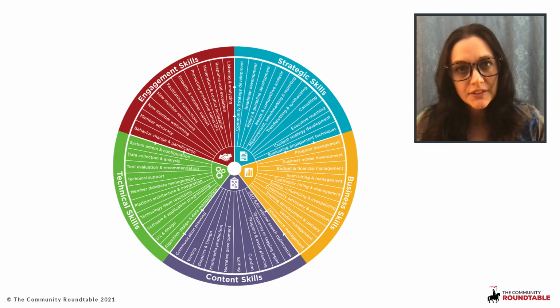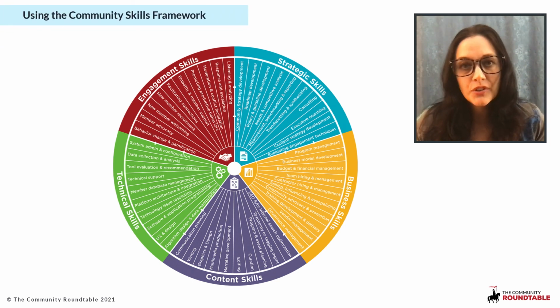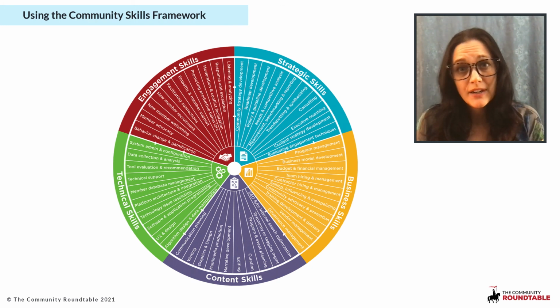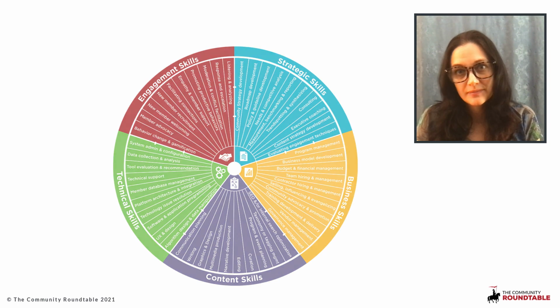The Community Skills Framework gives community leaders a structured way to approach identifying opportunities and gaps to create stronger community programs. Remember, not every community manager will be good at all 50. And not every community manager needs to be good at all 50. But by thinking about the skills in the framework, you can identify the strategies, opportunities, tactics, the ways you can make your community program stronger when planning for the future.